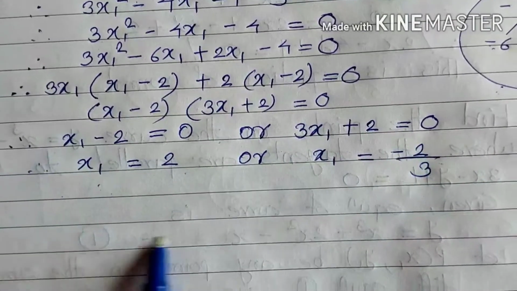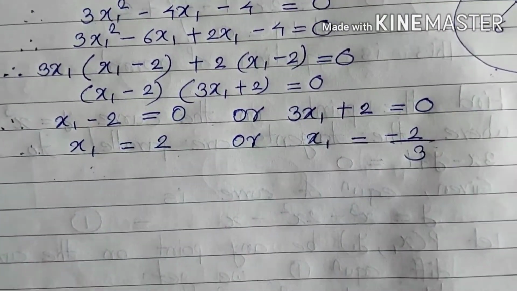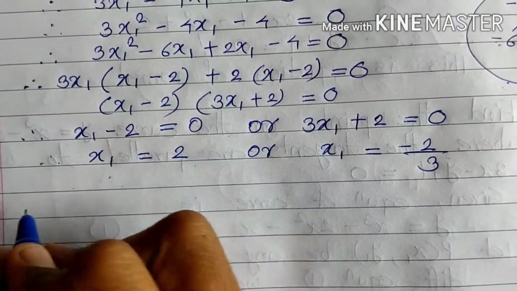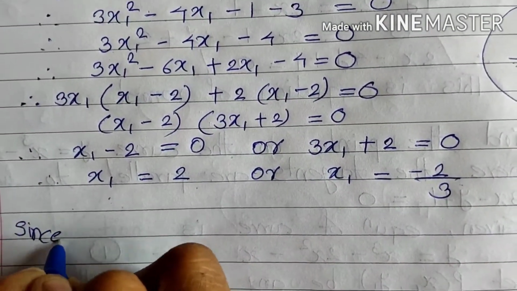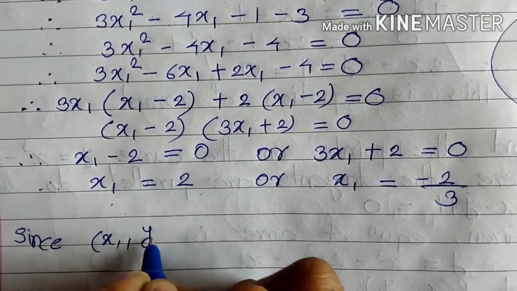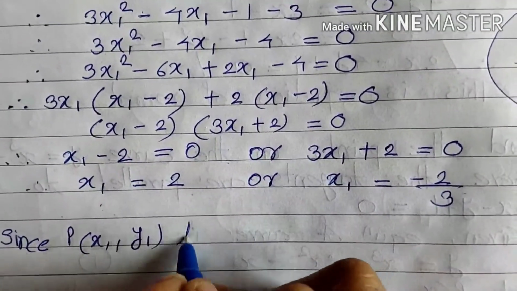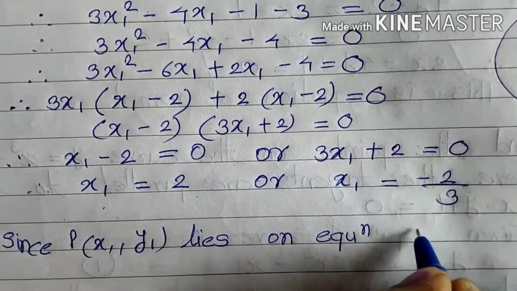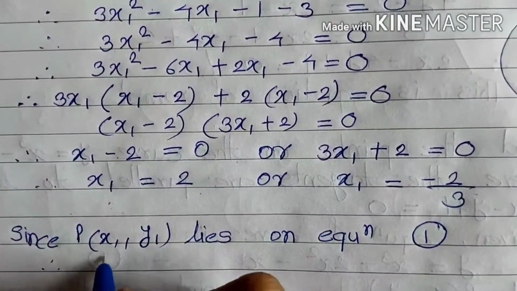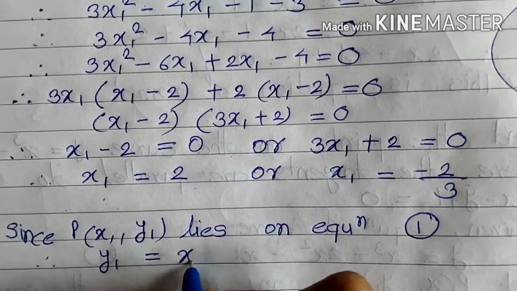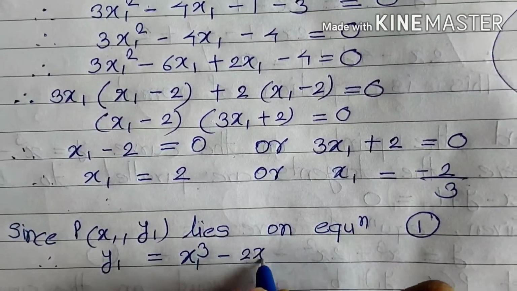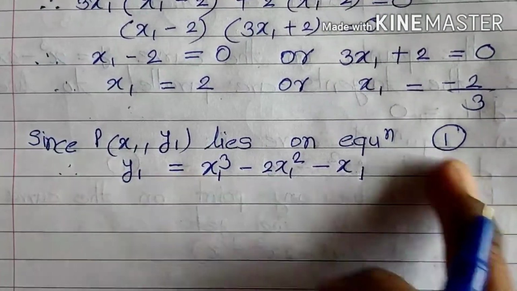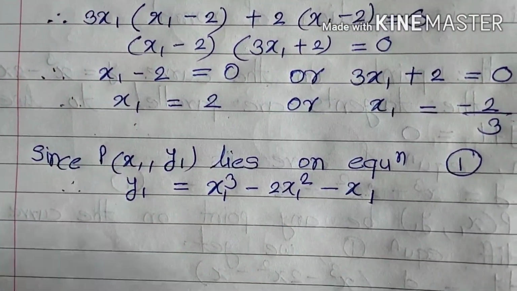So we have to find now y1. Since we take point x1 y1 on equation first, point x1 y1 lies on equation first, therefore y1 is 2x1 cube minus 2x1 square minus x1. Now you can put the value of x1 in this expression, so you get the value of y1.